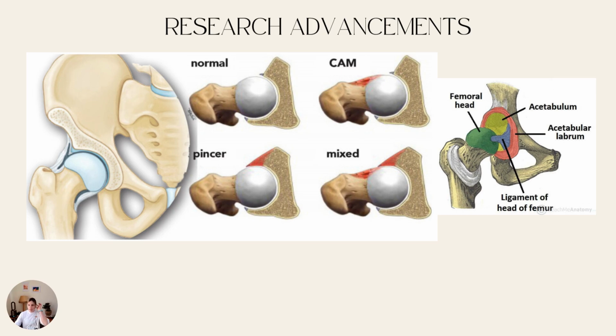Another evolution happened in our understanding of ligaments and joint stability. For example, structures like the ligamentum teres, the round ligament, it's not in the picture, but it's inside the hip. That round ligament inside used to be considered non-functional.